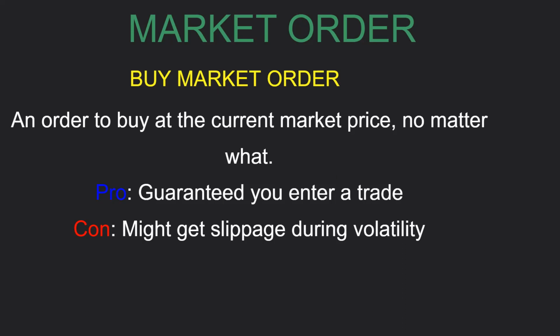The advantage of this type of order is that it guarantees you enter a trade. Most times people do this when they do not want to miss an opportunity or when they are very sure of the trade. So they just use a market order to get in immediately so that they don't miss that opportunity. The disadvantage here is that you might get slippage during volatility. In other words, you might pay a higher fee than you ordinarily would if you were using the other types of orders. So that's the advantage, it ensures you enter the trade, and the disadvantage is that you get slippage, especially during volatility.